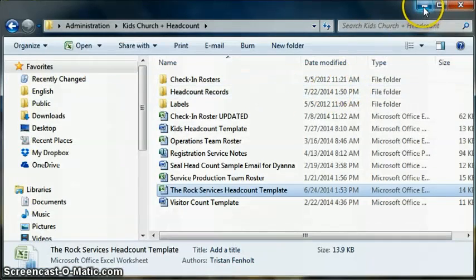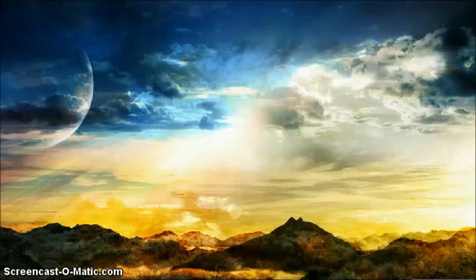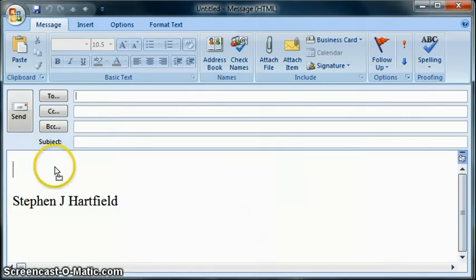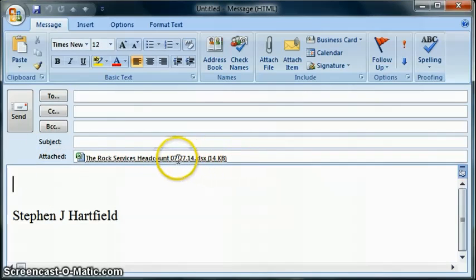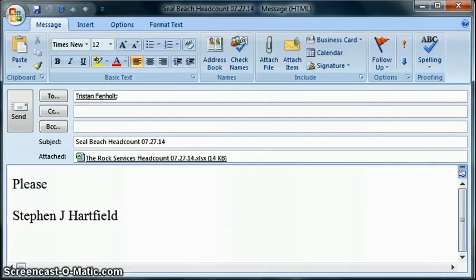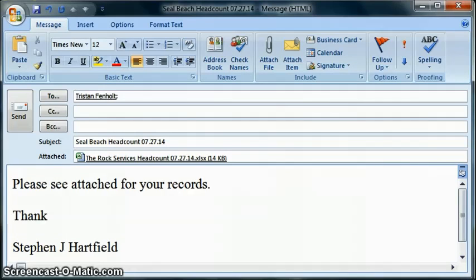Okay, so once we got that done, we're going to go send that email out. Let me just attach it from off the screen here. So that's what we just made. This one, all we need to do is send it to Tristan. Seal Beach head count, 727.14. Please see attached for your records, something along those lines. And yeah, that's all you need to do with that one.